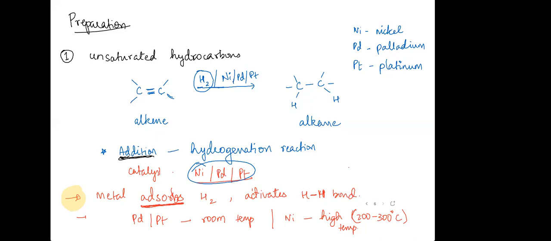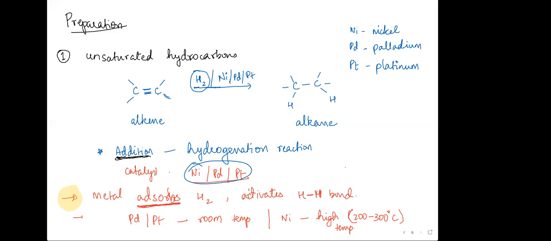Okay, so this is the first method of preparation, guys. So hydrogenation reaction, bottom line, you take an unsaturated hydrocarbon, you pass hydrogen gas through it in the presence of a catalyst, and it turns into an alkane. So the double bond breaks and hydrogen is added to it. Is this method called something? Hydrogenation.